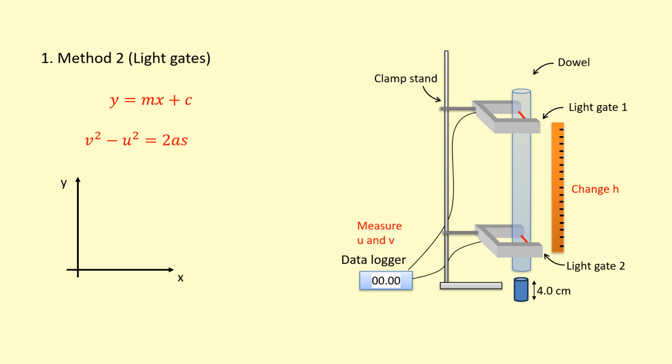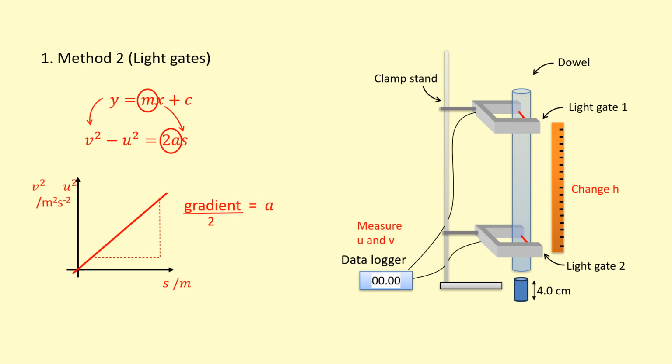And because both v and u are variables that we're determining, we're going to plot v squared minus u squared on the y-axis. And on the x-axis, we're going to plot s. So that means the thing that's multiplying this displacement is 2a. Okay, so you should be getting a straight line, and the gradient is going to equal 2 times the acceleration due to gravity. There shouldn't be any y-intercept in this example.